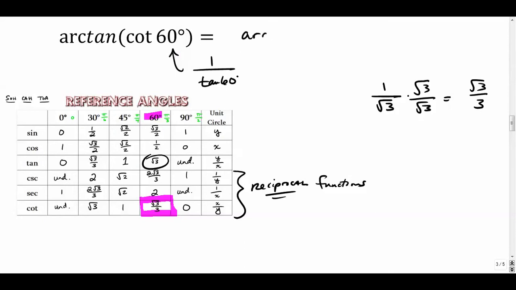All right, so I'm really wondering the arctan of radical 3 over 3. So the tangent of what angle is equal to radical 3 over 3? That's the question.